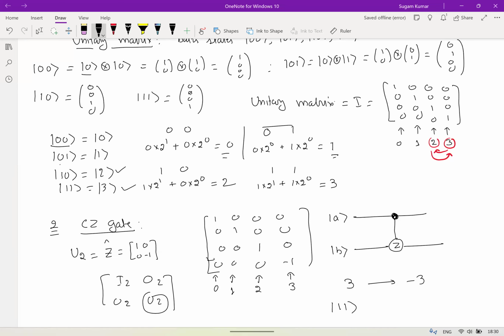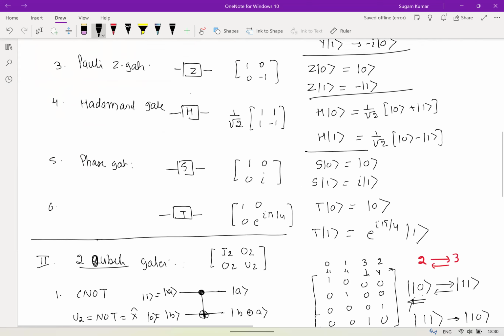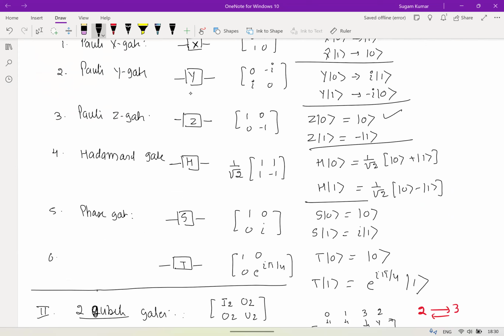Technically, if you have 1, 1, so the CZ gate, when you apply it, what will you get? -1, 1. This is what the Z gate does. The Z gate does nothing on the 0, correct? 0 remains 0. Look here: 0 remains 0, but 1 becomes -1.